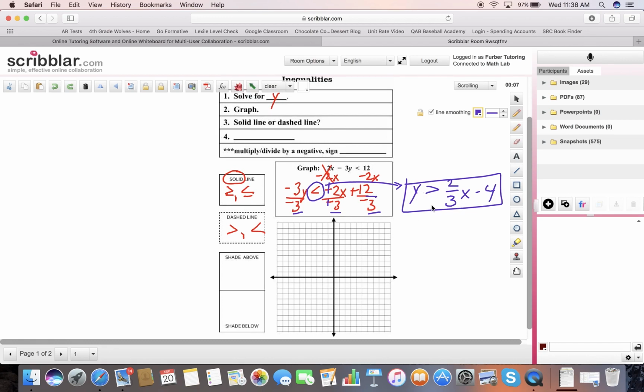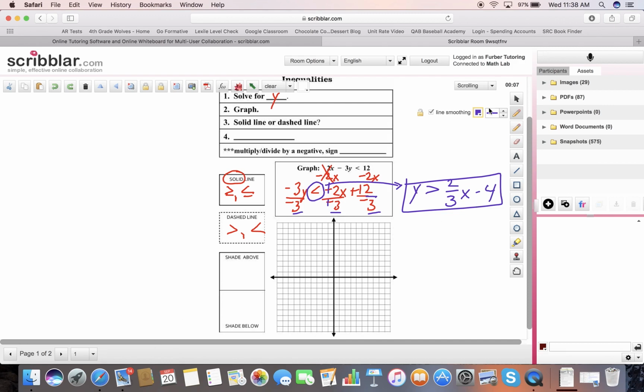So here is the inequality that I'm going to graph. I'm going to graph the line, keeping in mind that because it's a greater than symbol now, and it doesn't have the or equal to, once I plot my points, I'm going to draw in a dotted line, not a solid line, okay? Because it does not include the solutions on the line.